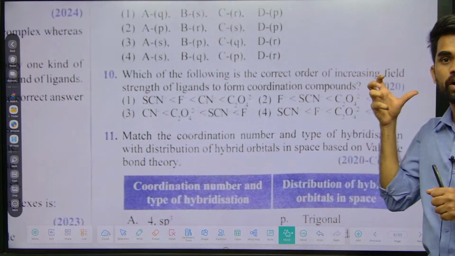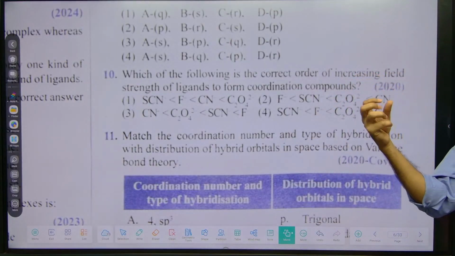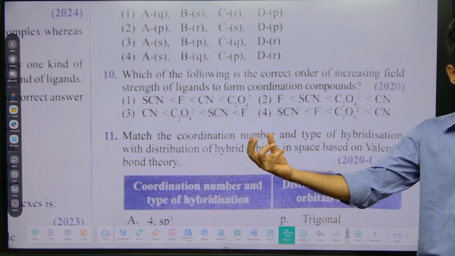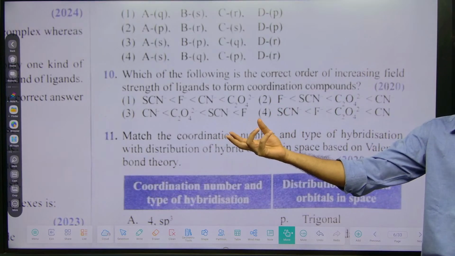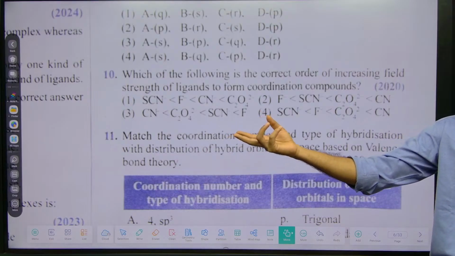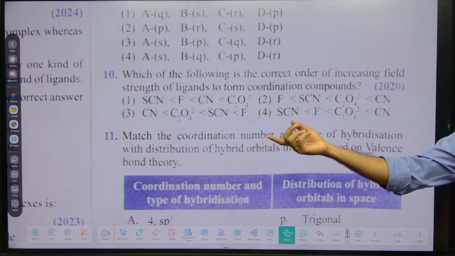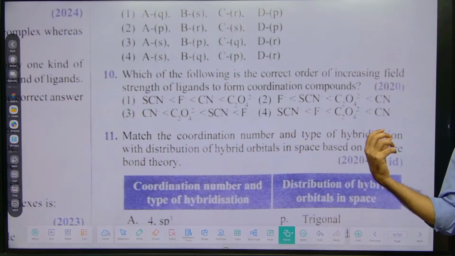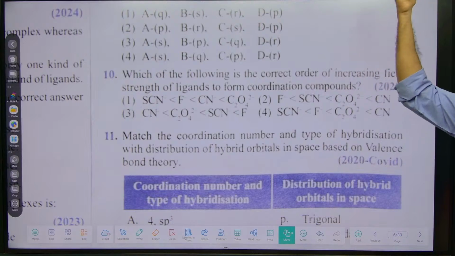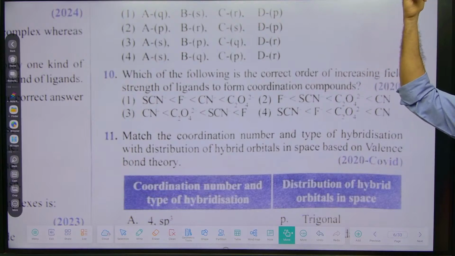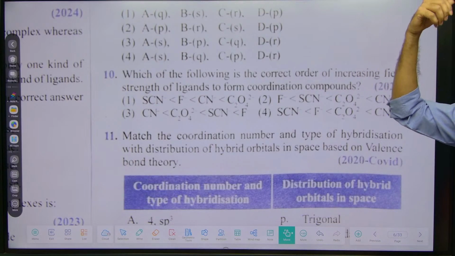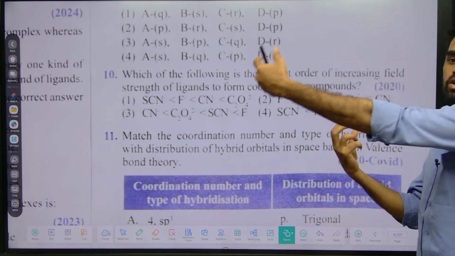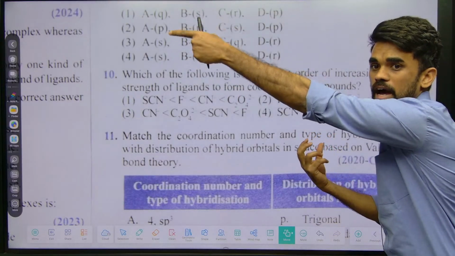The strongest one is CO, next CN, next NO+ and NO2, next en, NH3, EDTA, NCS minus, H2O. From CO up to NCS minus, these are strong field. Then next H2O, OH minus, and then we have fluoride first, next chloride, and least are bromide and iodide, like that.